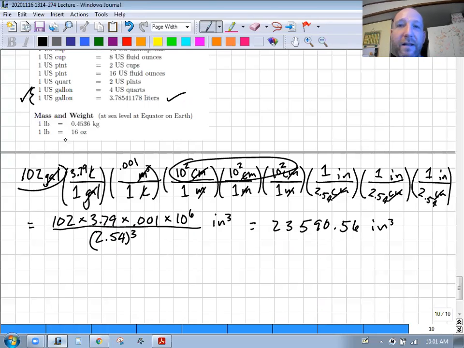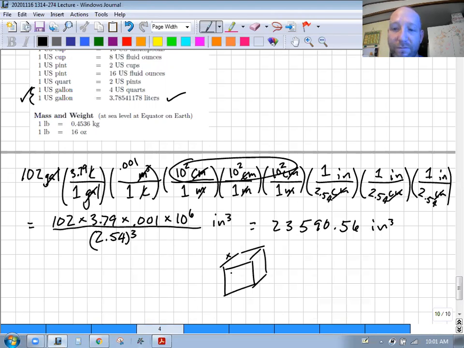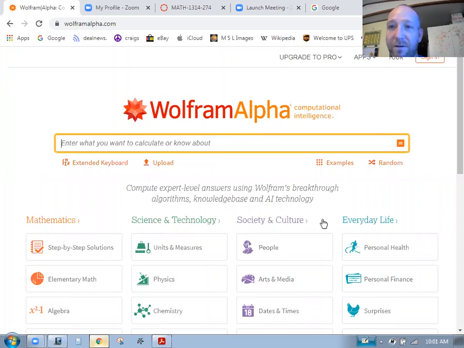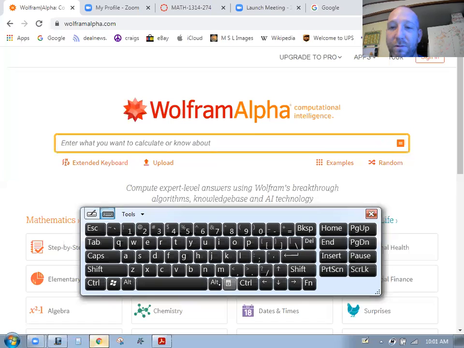I mean, 102 gallons takes up a lot of space, right? So we're not talking about 23,000 inches. This is inches cubed, right? So that's so many inches by so many inches by so many inches. If we took the cube root of this, that would kind of give us the length of the box here. So let's see if we can find the cube root of, I'm just going to do 24,000. Cube root would be to the 1/3 power.